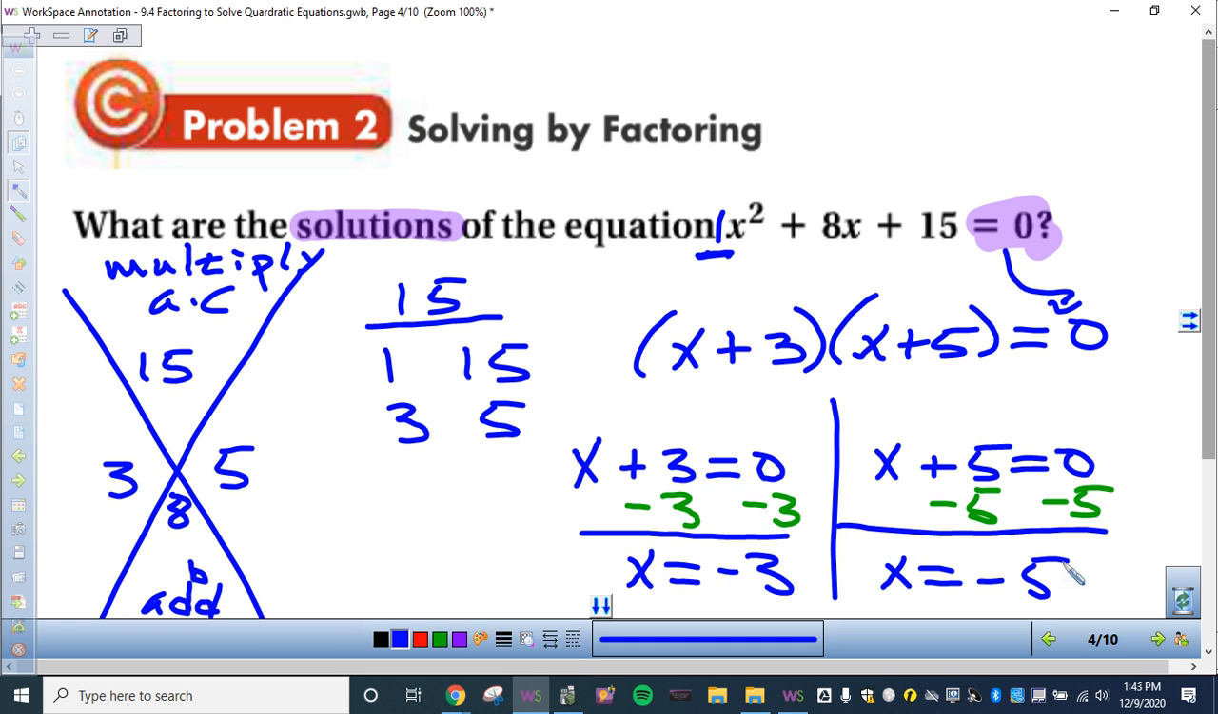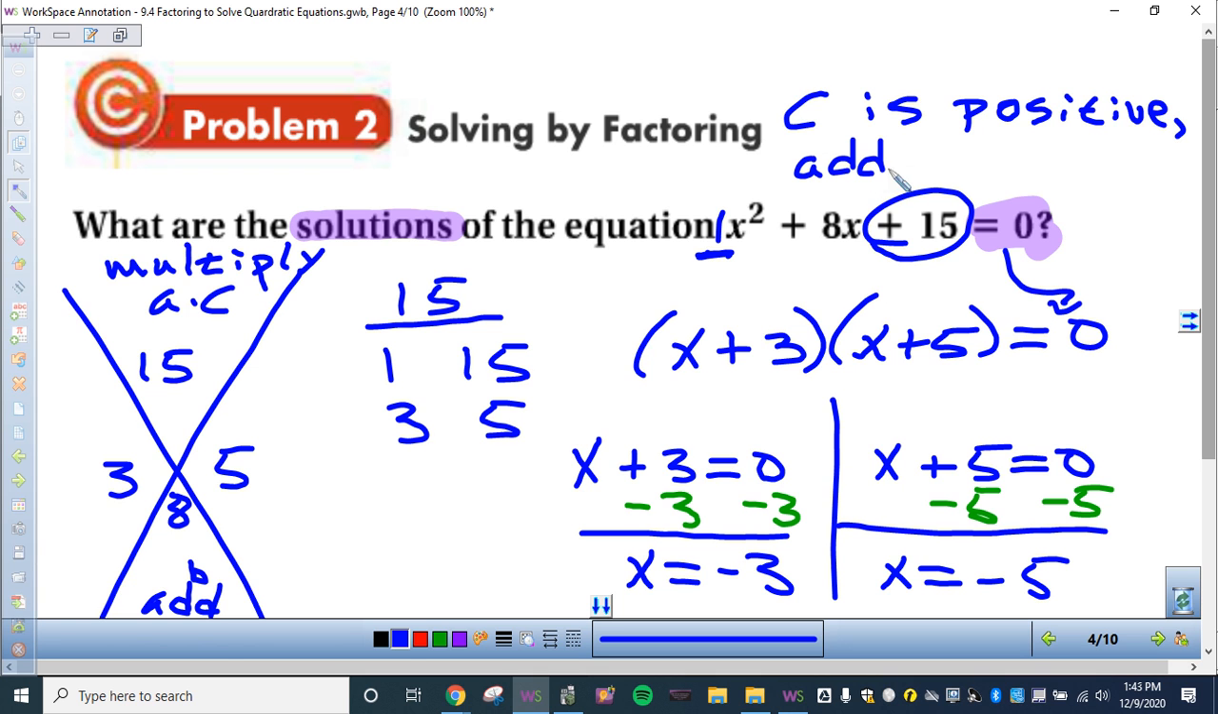Okay, so simple factoring where you have 1 as the leading coefficient. The other easy part of this factoring is that C is positive. So when C is positive, and if you're looking for flashcard opportunities, this is a perfect one. C is positive on one side of the flashcard. On the other side of the flashcard, you want to write add the factors.